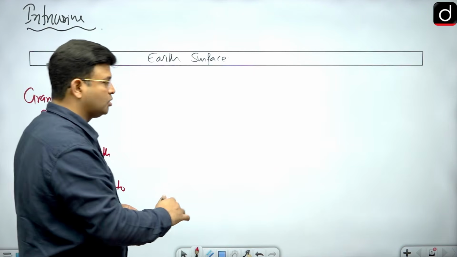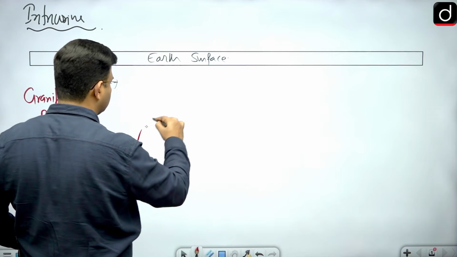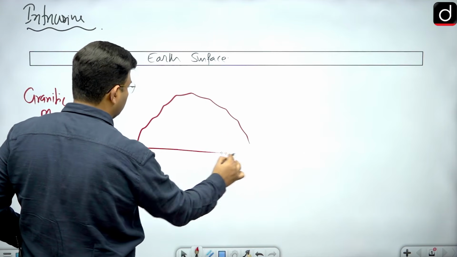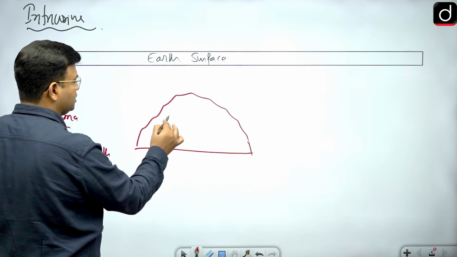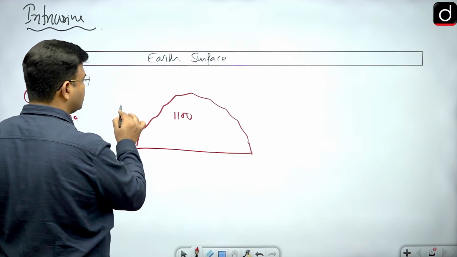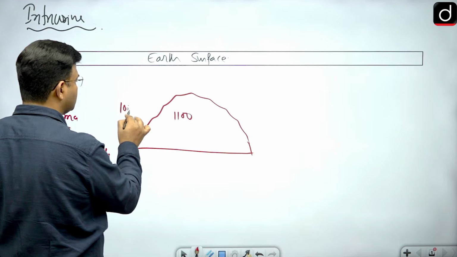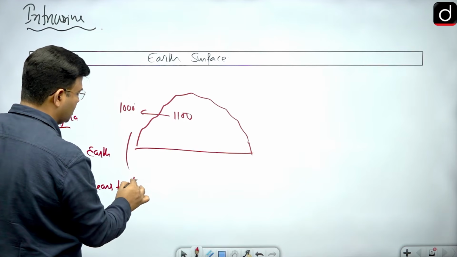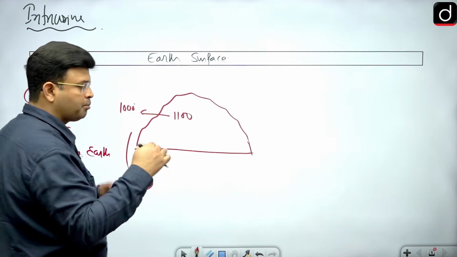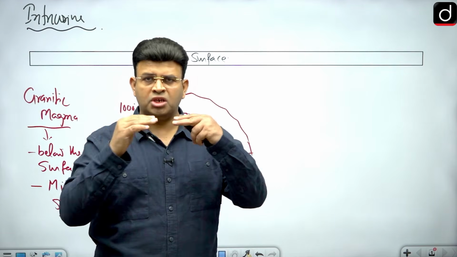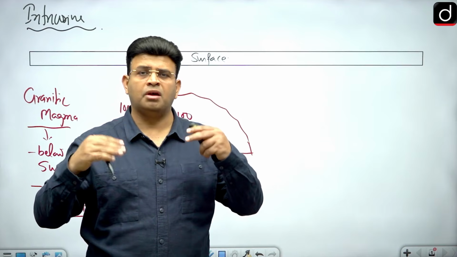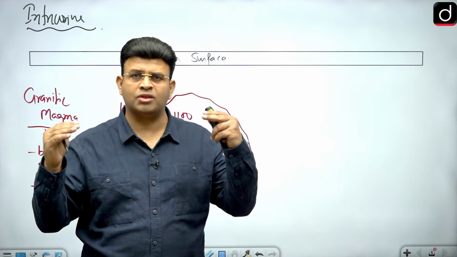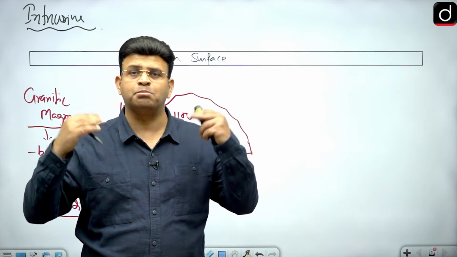The magma is below the earth surface. Suppose the temperature in the magma is 1100, and the outside temperature is 1000 degrees Celsius. So the temperature difference is only 100 degrees, very little. When the temperature difference is very little, it cools and solidifies very slowly, and it takes million years.